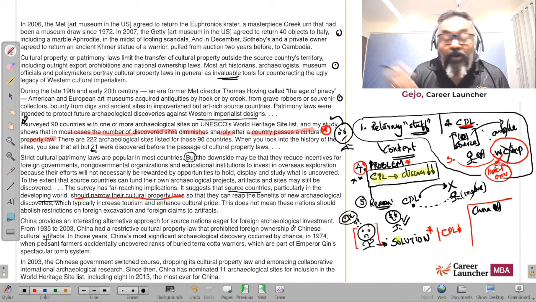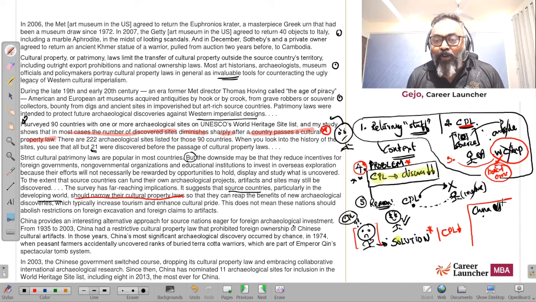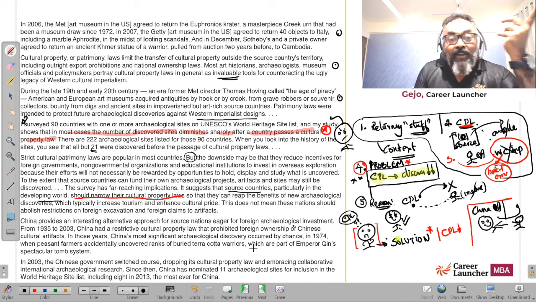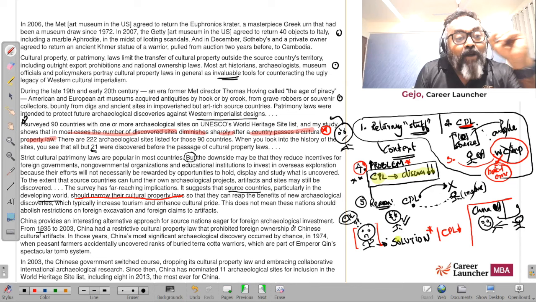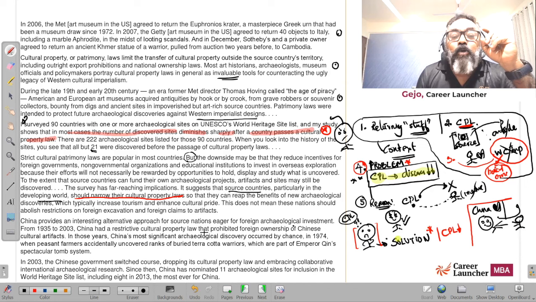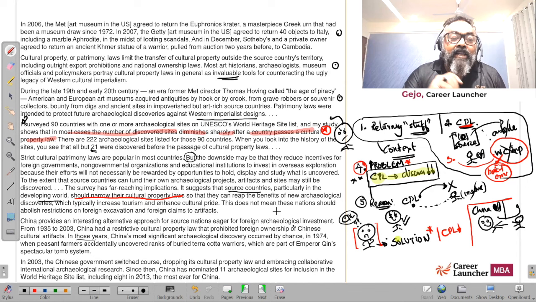China provides an interesting alternative approach to source nations eager for foreign archaeological investment. So China is saying that if you're outside of my country, come here. I am going to call you. Please come. You are most welcome. Come. What have they done? Okay. All right. From 1935 to 2003, China had a restrictive cultural property law that prohibited foreign ownership of Chinese cultural artifacts. In those years, China's most significant archaeology discovery occurred by chance. In 1974, when peasant farmers accidentally uncovered ranks of buried terracotta warriors, which are a part of Emperor Qin's spectacular tomb system. By accident, they found.